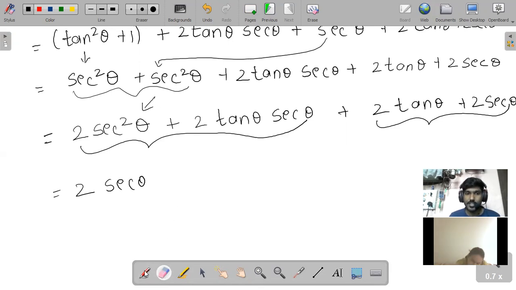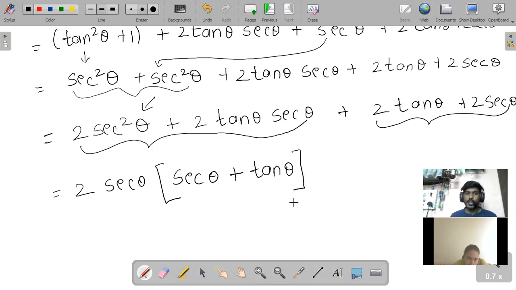So you take out 2 sec theta common outside, and inside the bracket, from here 1 sec theta went out, so you'll be left with 1 sec theta plus. In this term, 2 went out and sec theta went out, you're left with just tan theta. So this becomes sec theta plus tan theta. Have you understood this step? I've just taken 2 sec theta common outside.